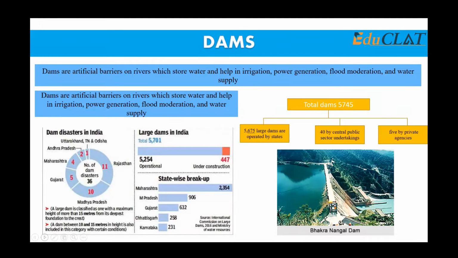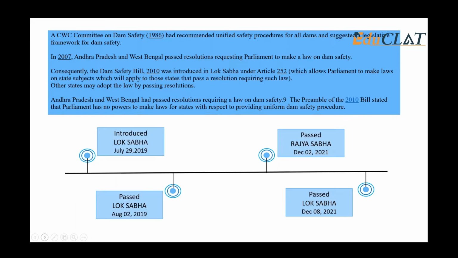In India, as per the stats of 2016, there were 5,745 dams and many others were under construction. A CWC committee on dam safety in 1986 recommended unified safety procedures for all the dams across the country. It was in 2007 that Andhra Pradesh and West Bengal passed resolutions requesting Parliament to make laws on the same.